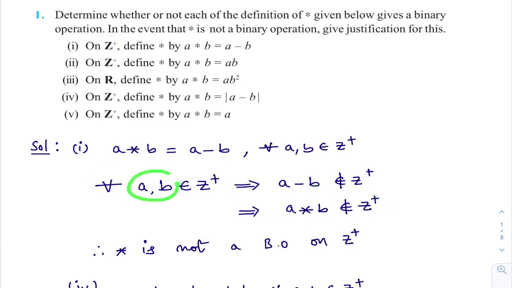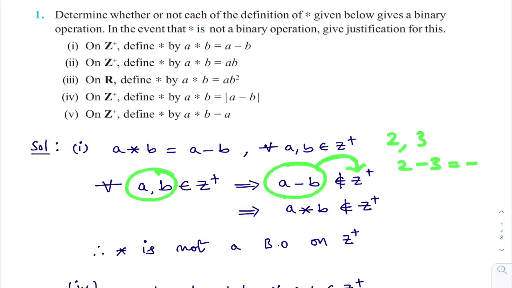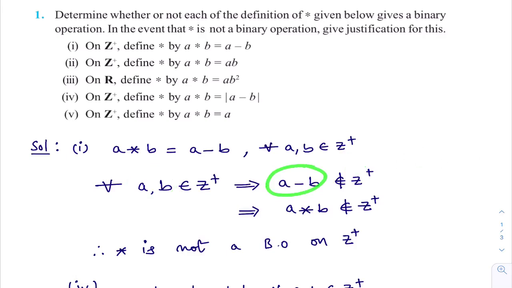First thing, you take any two positive integers. Subtract them. Again, you will get a positive integer or not. You need to check. You need to think this. So take two positive integers, subtract them. For example, 2 is a positive integer, 3 is a positive integer. 2 minus 3 is what? Is 2 minus 3 a positive integer? No. 2 minus 3 is a negative integer. That means a minus b does not belong to Z plus.